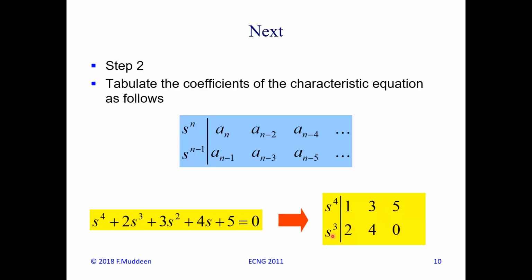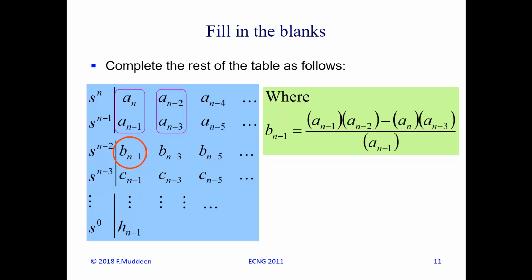We then start with the odd powers of s for the next row. So s cubed, our coefficient here is 2. S to the power 1, our coefficient here is 4. And because there's no s to the power negative 1, our coefficient here is 0 accordingly. We then complete the rest of the table using the following equation.